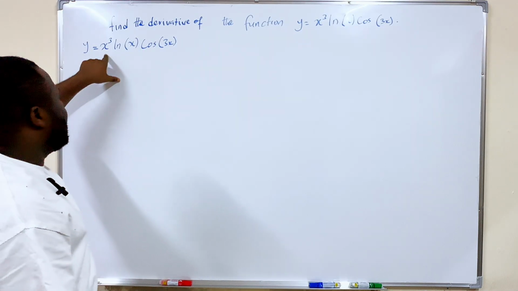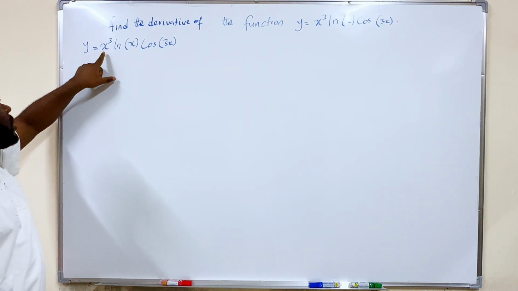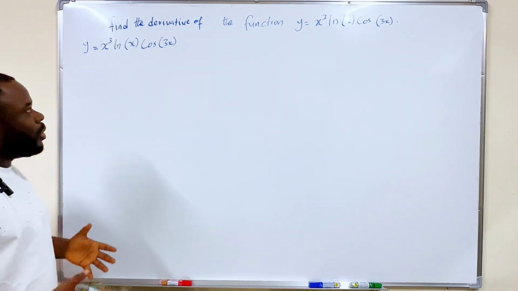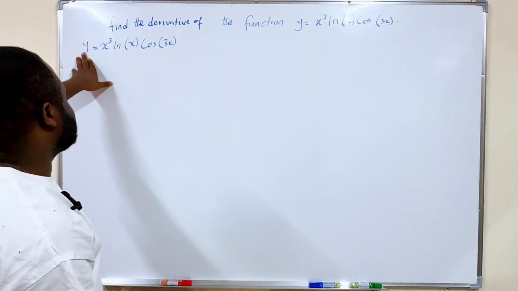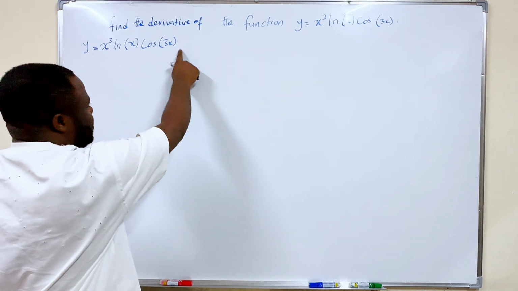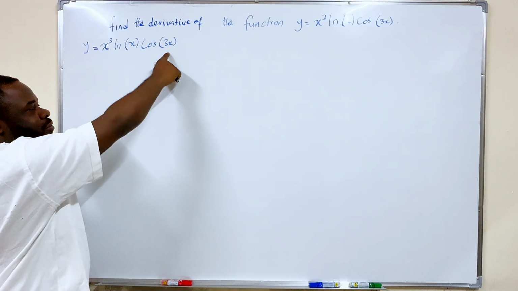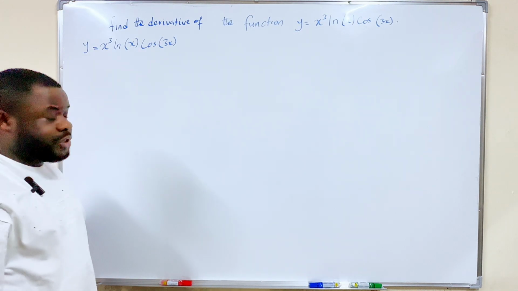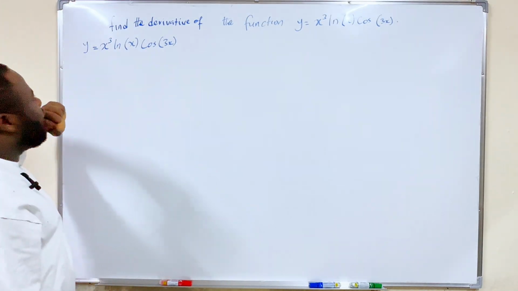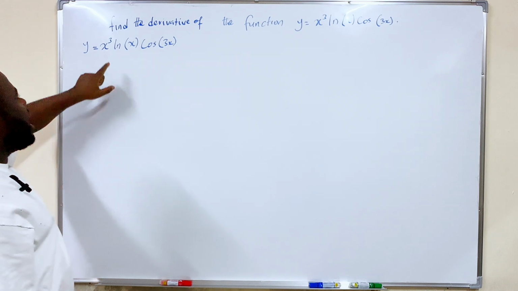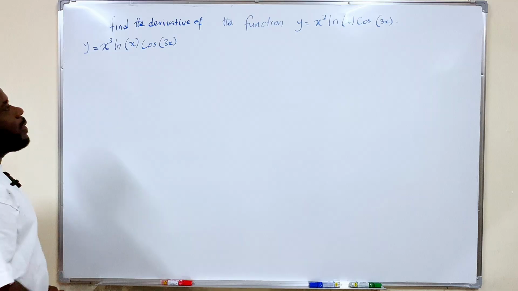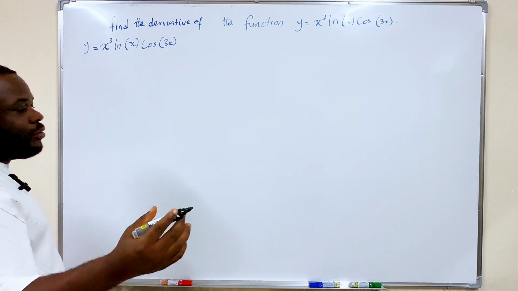So we have y equals x cubed ln x cos 3x. When you look at this function, you will find out that they are actually multiplying each other, except for this trigonometry function that is a composite function of a linear function. So that means we are going to use chain rule here, but it's kind of easy. However, we are going to apply product rule to this function. So how do we do that?